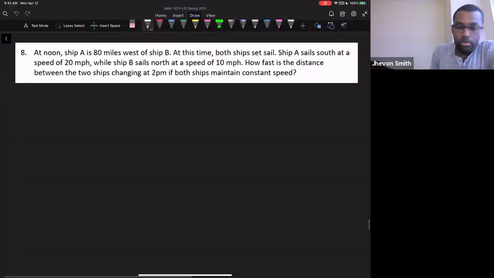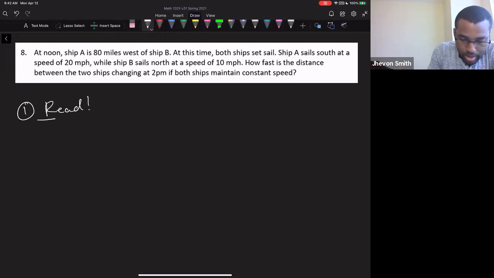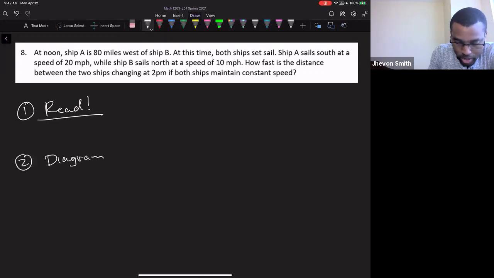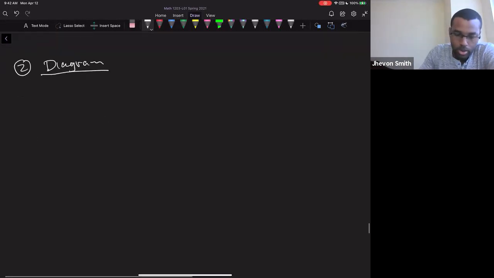Okay, so again, it's a related rates problem. Step 1, I read it. Definitely smells like related rates. All right, so now step 2, diagram. Now the diagram is the first challenge here. Once you get a nice diagram going, you will be able to kind of figure out what's going on.